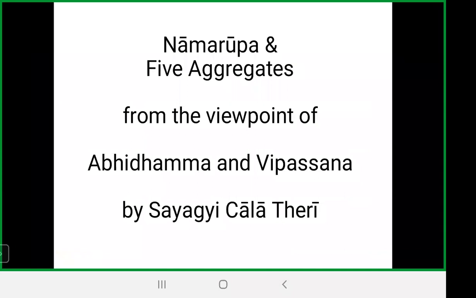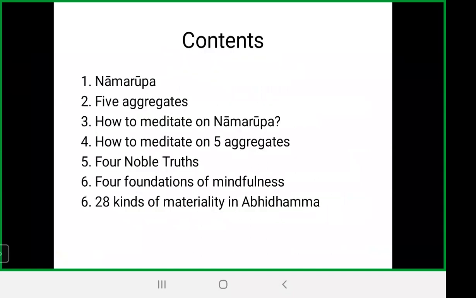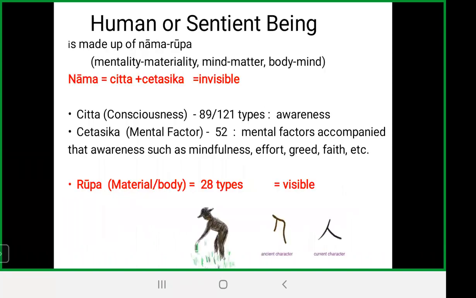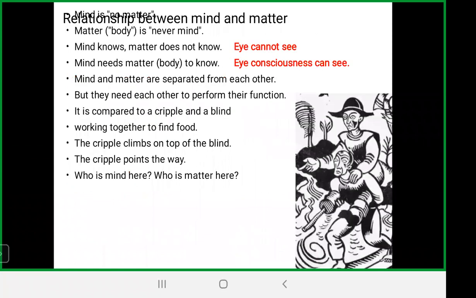I will do a short revision on this. Same as Abhidhamma or Vipassana, you have to understand Chitta, Cetasika, Rupa, and Nibbana. The main thing is that Chitta and Cetasika are two. They arise together, cease together, have the same base, and take the same object. Second, you need to know what Nama and Rupa are. Nama, the mind, is invisible, but the body is visible. And then you need to know the relationship between Nama and Rupa.